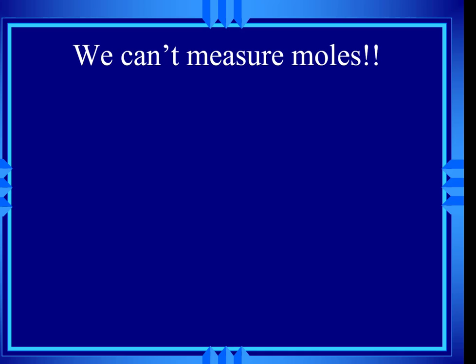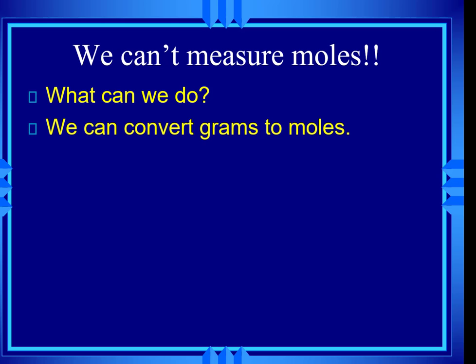Okay. So we know we can change chemicals in moles. We can go from moles of one chemical to moles of a different chemical as long as we have a balanced equation. But we can't measure moles. So what good does it do us? If we can't measure moles, what can we do? Well, what can we measure? We could measure grams and then change that into moles. We've learned how to do that already.